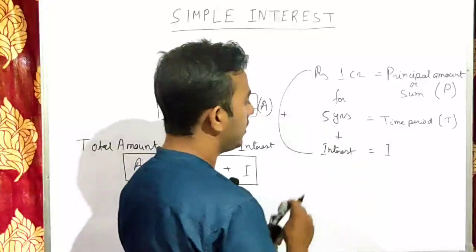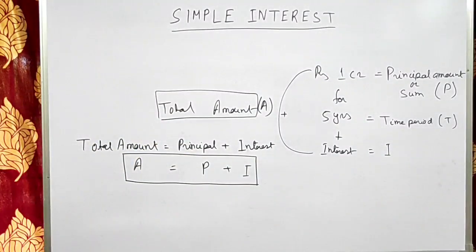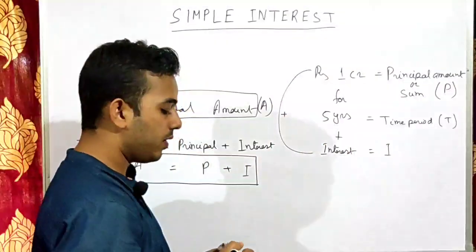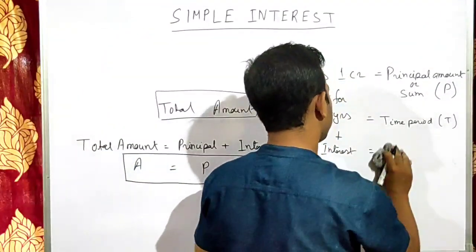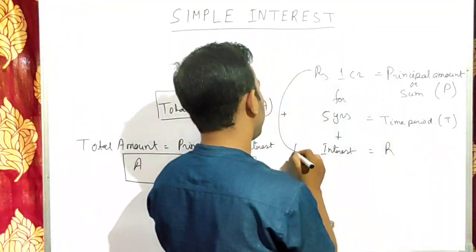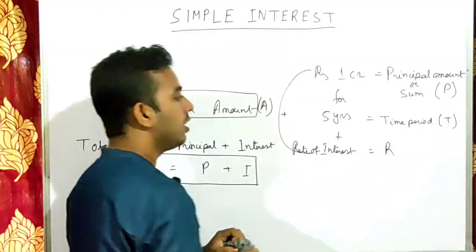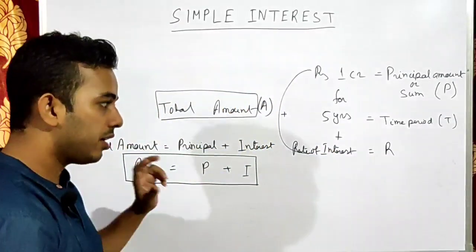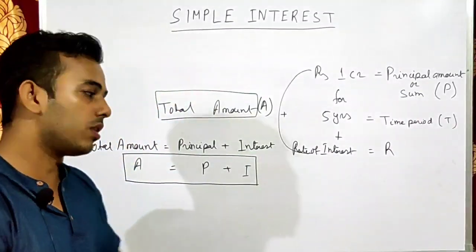One more thing: interest can also be represented by R. This is the rate of interest, and whatever you want to say, you can write. Let's write it with R, rate of interest. Here write rate of interest equals R. I have told you interest is represented by I, but no problem, you can use anything.